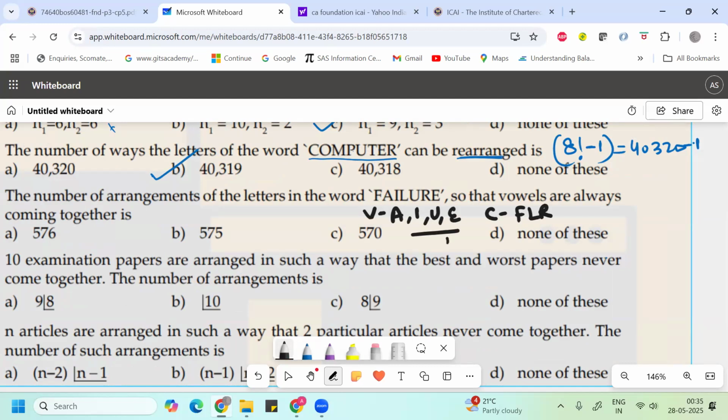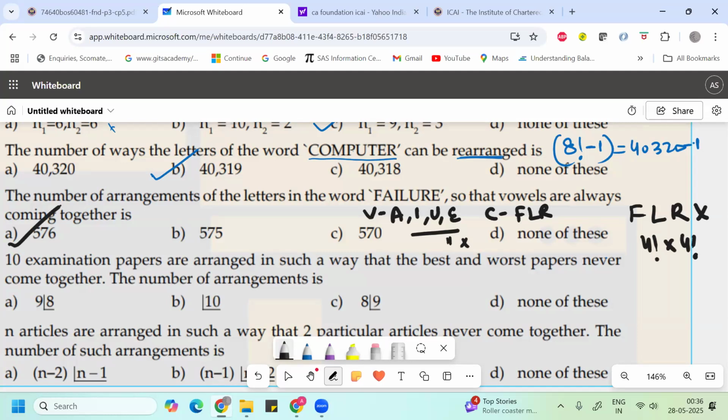Suppose these four vowels make a letter X. So now you have in total how many letters? F, L, R, X, where X is all your vowels. In how many ways can you arrange this? 4 factorial into, now the X consists of four vowels which you can arrange in 4 factorial ways within itself. So 4 factorial is 24. So 24 into 24, 24 square, it would be 576. So the answer for this question would be 576.